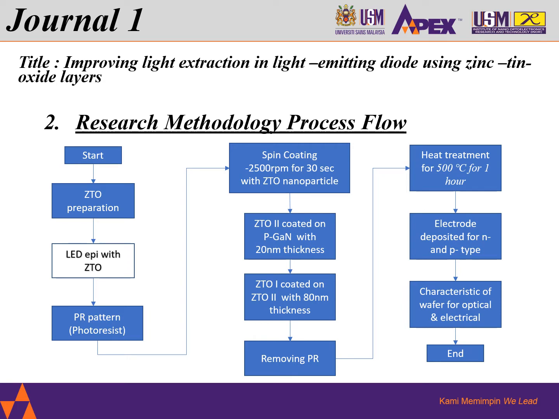The second process is spin coating, where we use 2500 rpm for 30 seconds with ZTO nanoparticles. After that, we coat ZTO 2 on the P-GaN with 20 nanometer thickness. After completing the ZTO 2 coating, we coat ZTO 1 on the ZTO 2 with 80 nanometer thickness. After that, we remove the PR. The second last process is heat treatment at 500 degrees C for 1 hour. Then the last process of fabrication is deposition of the P and N type electrodes.